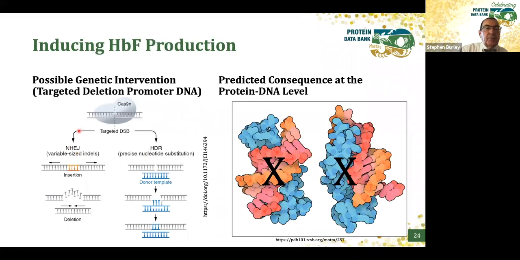So the idea is that using the Cas9 system with the appropriate guide RNA, it will be possible to make a change to the DNA, either by making an insertion or by making a deletion. Both strategies could work, and it would have the effect of abolishing the formation of this complex of the transcriptional repressor and the promoter DNA that I showed you previously.